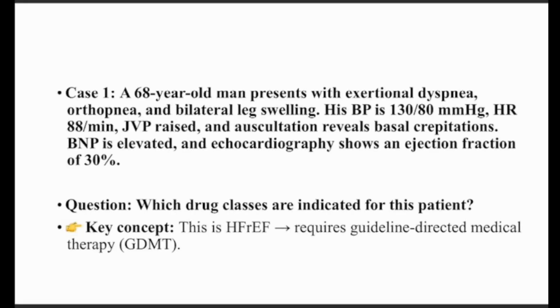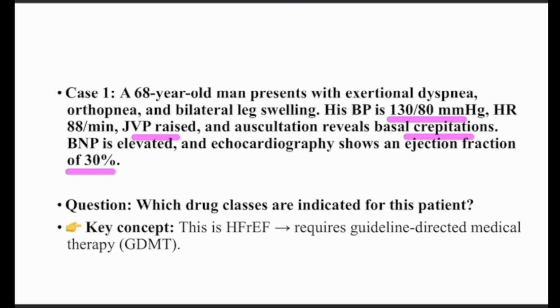So we have discussed the four pillars of management of heart failure in goal-directed management, but the foundation is diuretics when there are congestive symptoms. We'll go to a case. A 68-year-old man presents with exertional dyspnea, orthopnea and bilateral leg swelling. His BP is 130/80 millimeters of mercury, heart rate is 88, JVP is raised. Auscultation reveals crepitations. The brain natriuretic peptide is elevated and echocardiography shows ejection fraction of 30%.